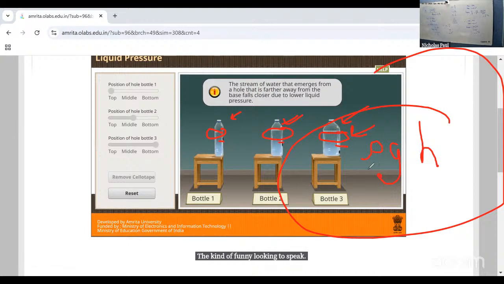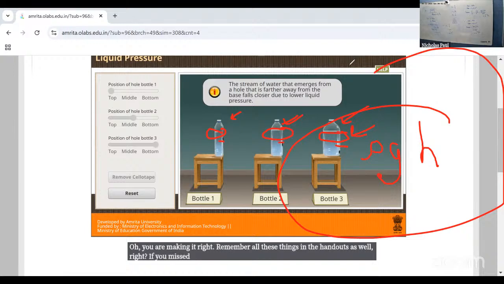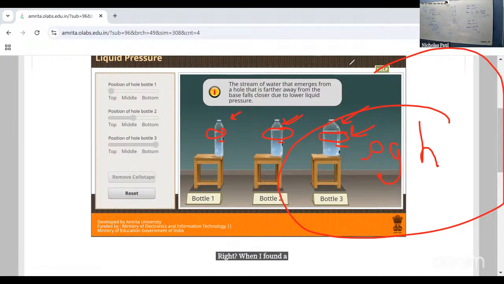So these are the things that we're going to look at now: pressure in a liquid. Remember all of these things are in the handout as well. If you missed anything, you can go back to the handout, and I'll send it when I add it to the group.